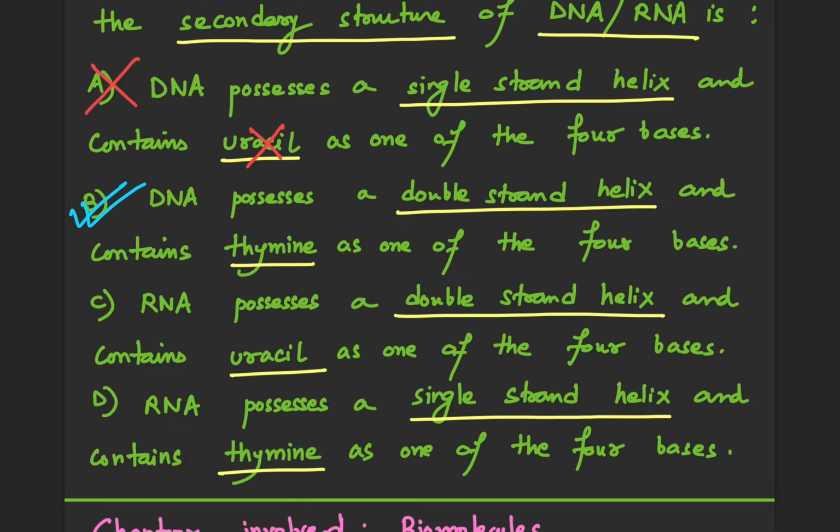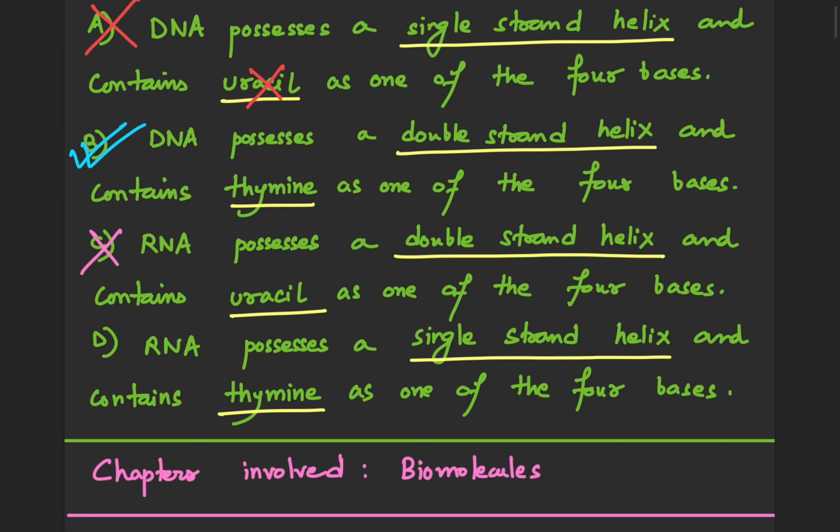Okay, so let us look at option C. RNA possesses a double strand helix. No, RNA consists of a single strand. And it contains uracil. Yes, it does contain uracil, but it is a single strand structure. And the fourth option, RNA possesses a single strand helix, correct, and contains thymine. No, RNA does not contain thymine, so this is incorrect. So even D is incorrect. Therefore the correct option is B.